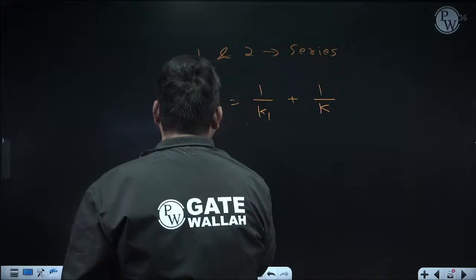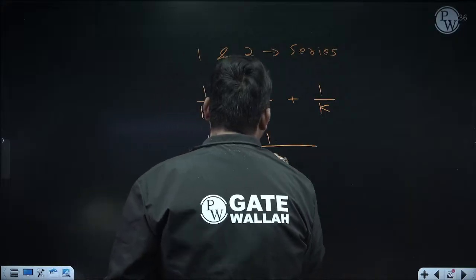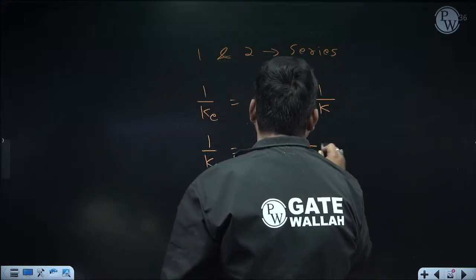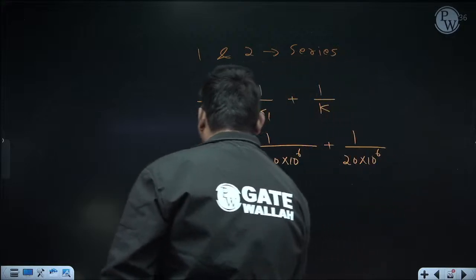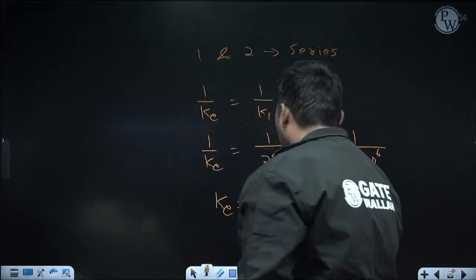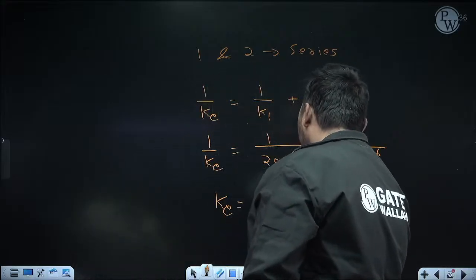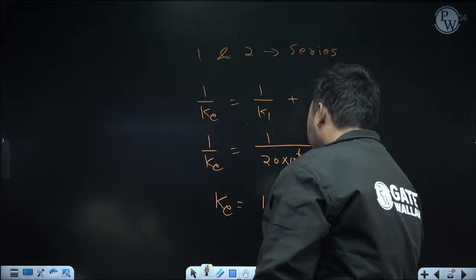Now just put in the values: 1 upon K equivalent equals 1 upon K1, where K1 is 20 into 10 to the 6, plus 1 upon K, which is also 20 into 10 to the 6. So how much is K equivalent coming? It will come 10 into 10 to the 6 Newton per meter. You can check the calculation.